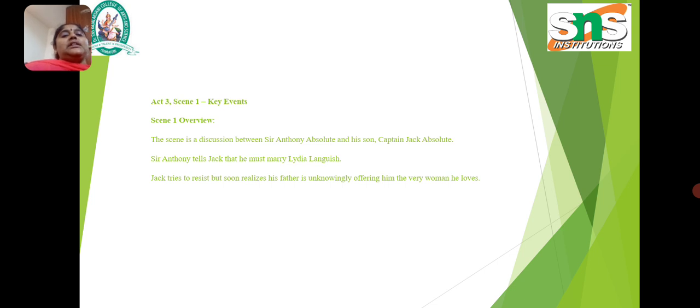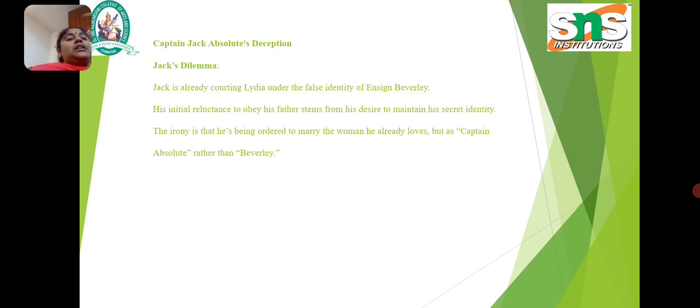Scene 1 gives an overview of the discussion between Sir Anthony Absolute and his son, Captain Jack Absolute. Sir Anthony tells Jack that he must marry Lydia Languish. Jack tries to resist but soon realizes his father is unknowingly offering him the very woman he loves.